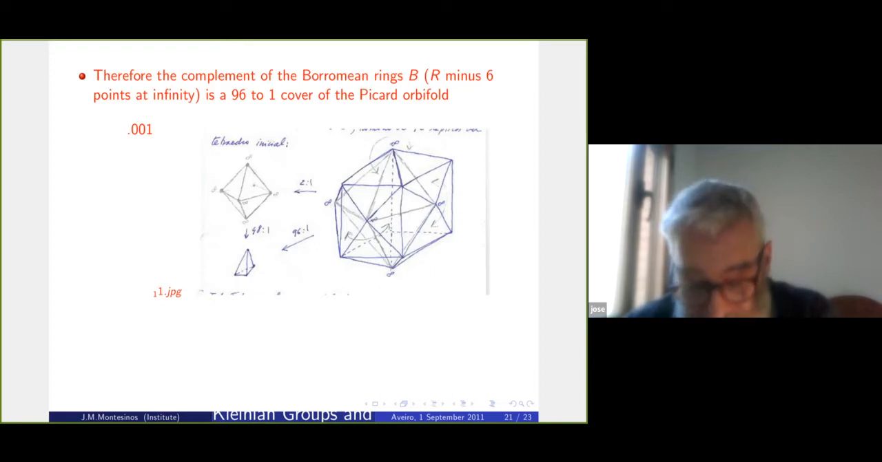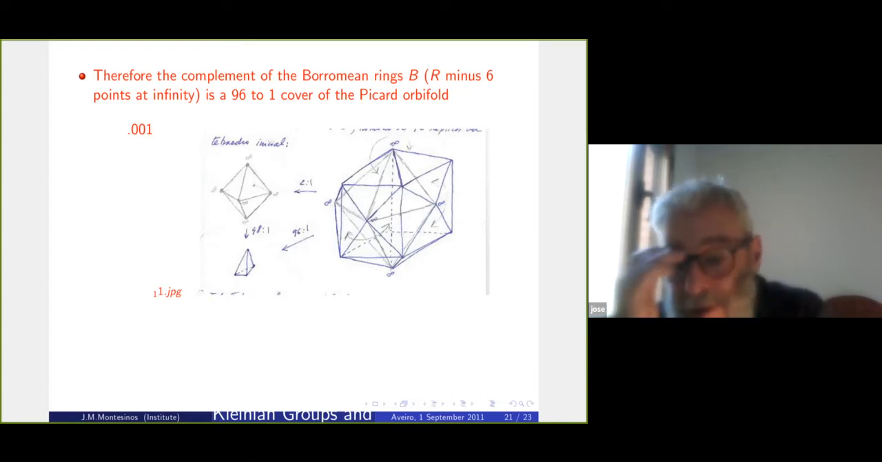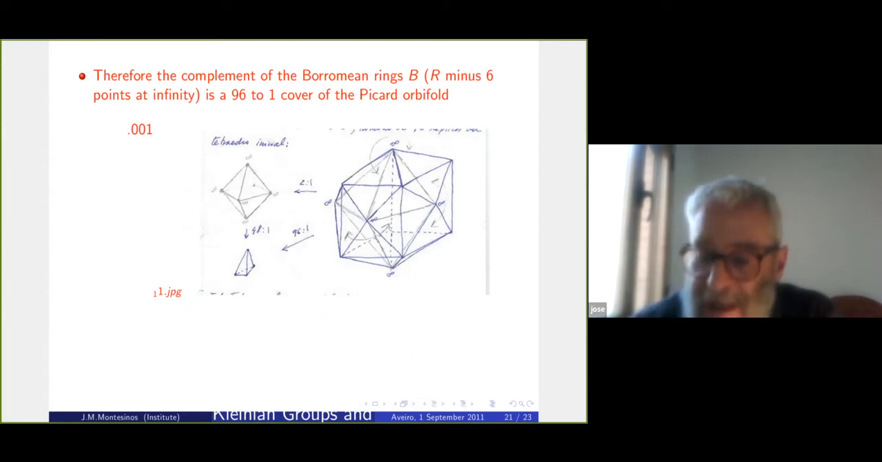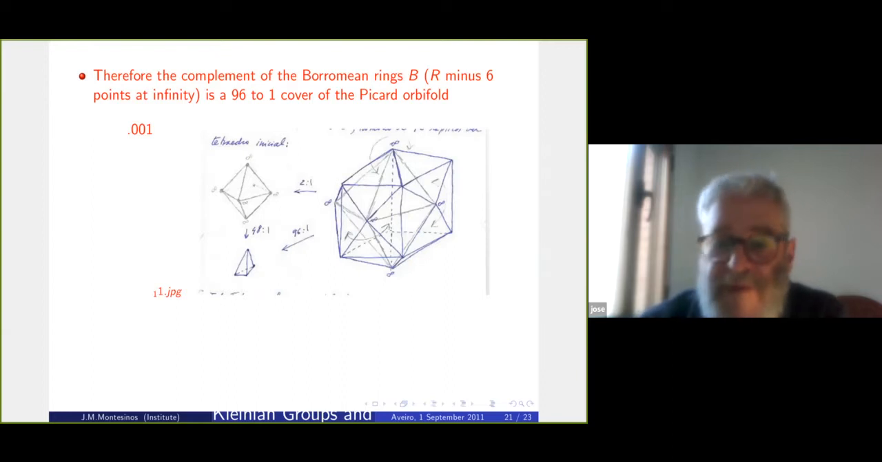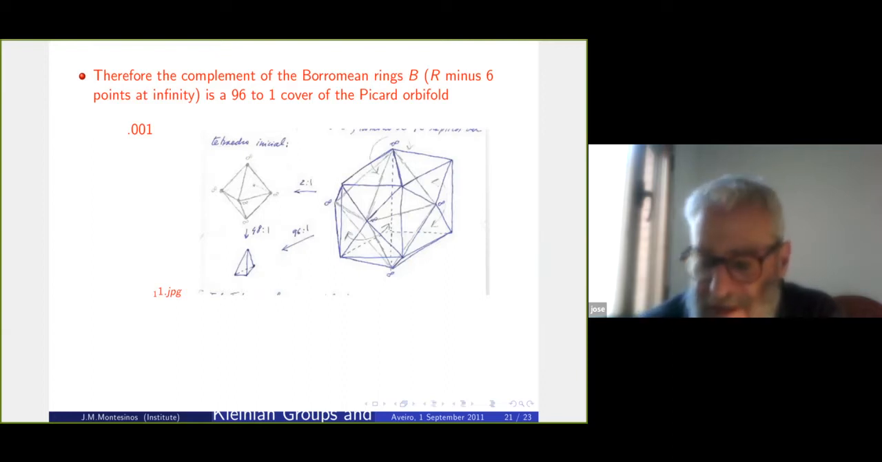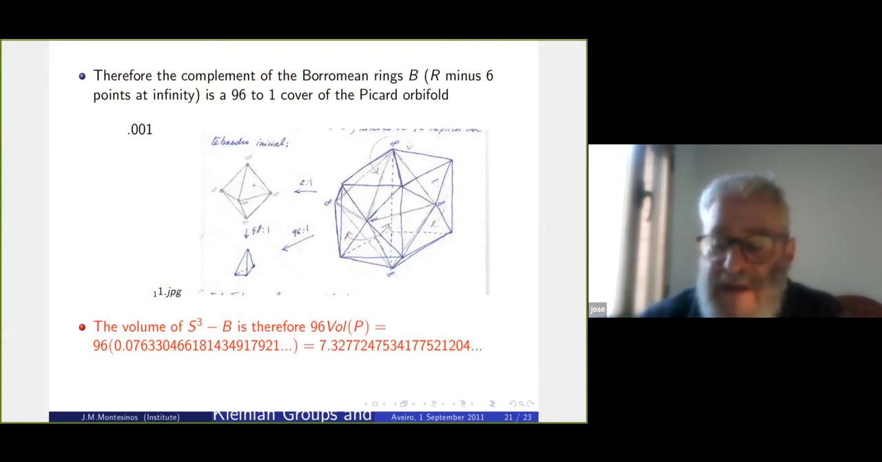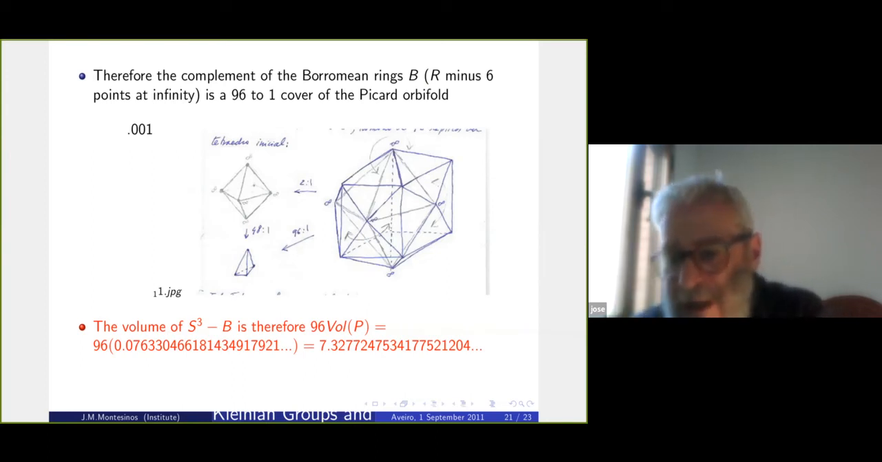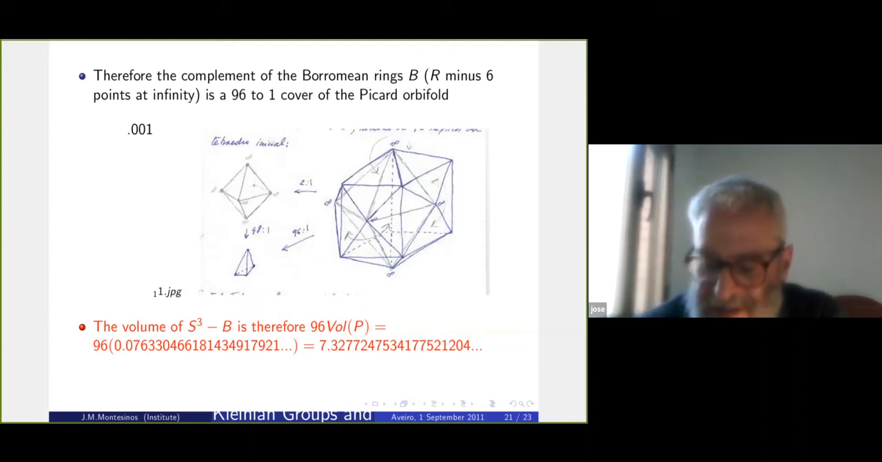In other words, there is a subgroup of integral matrices that acts in the hyperbolic space and has as a quotient orbifold the complement of the Borromean rings. So the Borromean rings are hyperbolic. And the volume is 96 times the volume of the tetrahedron, which is that number. This is a topological invariant. You have another hyperbolic link with a different volume, that means that they are different.